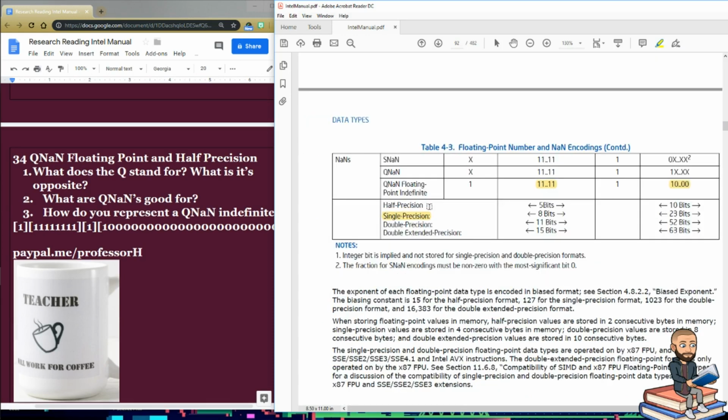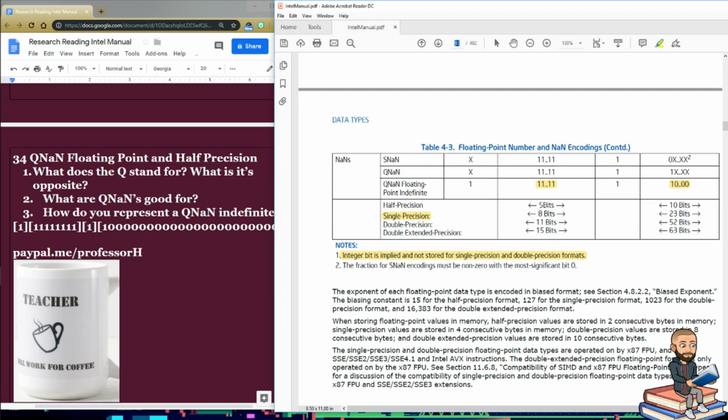And I'm just saying that as opposed to this other one right here that almost looks the same, but you got a couple X's there, meaning it can be on or off, set or clear. Oh yeah, and there you go, look in the notes. Integer bit is implied and not stored for single precision and double precision formats.